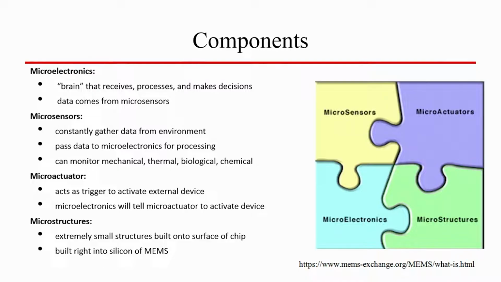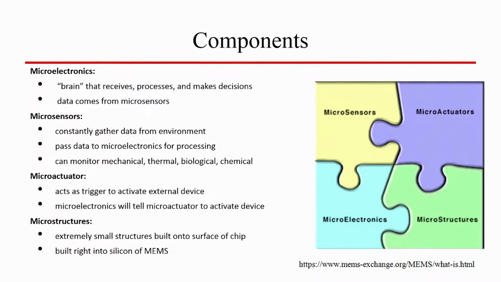Now, when you talk about microsensors, the role of the microsensor is to constantly gather data from the environment. Suppose it is a gas sensor, it will constantly get the data about the gas from the environment. If it is a pressure sensor, and there is a uniform pressure applied, whether the pressure is increasing or decreasing, it will constantly measure the pressure. Anything the sensor is meant for sensing, it should constantly gather the data and send it to the processing unit, and your processing unit is a microelectronic circuit.